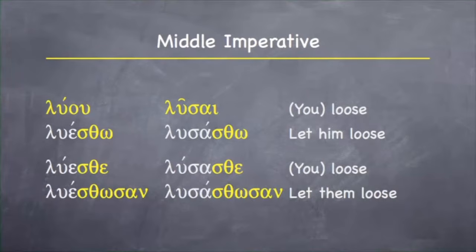The luu kind of looks like a second person singular imperfect middle passive, doesn't it? But the imperfect will have an augment, so that'll be okay. And then over in the aorist, lusai kind of looks like an infinitive, the psi ending. But this is the imperative of it. But other than that, it's pretty straightforward.